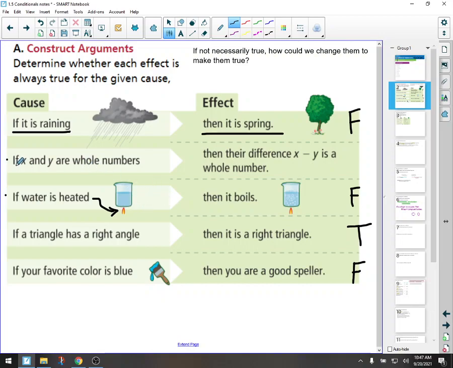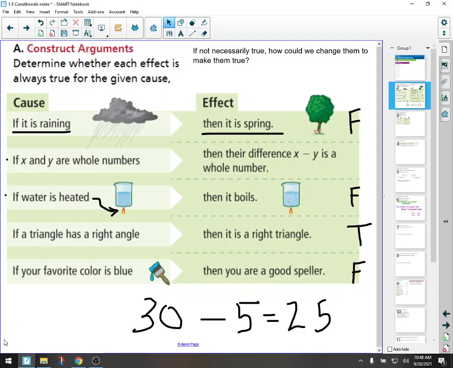No, just kidding. Okay, so if x and y are whole numbers, then their difference, x minus y, is a whole number. So this is something where if it's always true, then great. Like if you have 30 and you have 5, well, 30 minus 5, you get 25. That's a whole number. Does that always work? Do you always get a whole number out? And you might be thinking, yes.